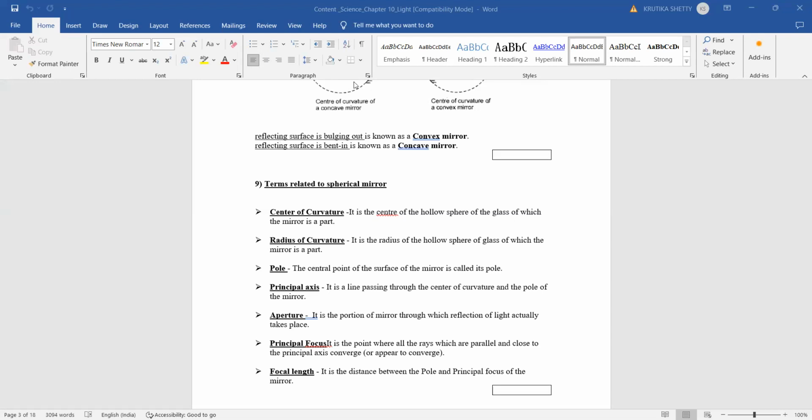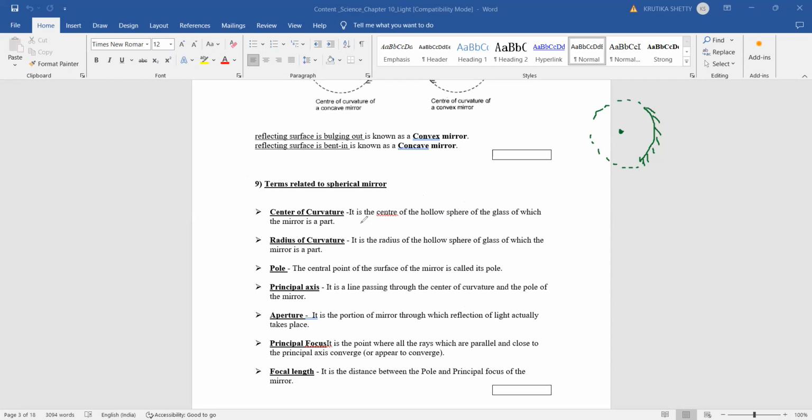First, we have the center of curvature. What is the center of curvature? It is a point we discussed in the last class. Suppose you consider a concave mirror, or a convex mirror also, no problem. If you draw one imaginary circle with respect to this mirror, the center of that circle is called the center of curvature. This is for your understanding. Now you can see the definition.